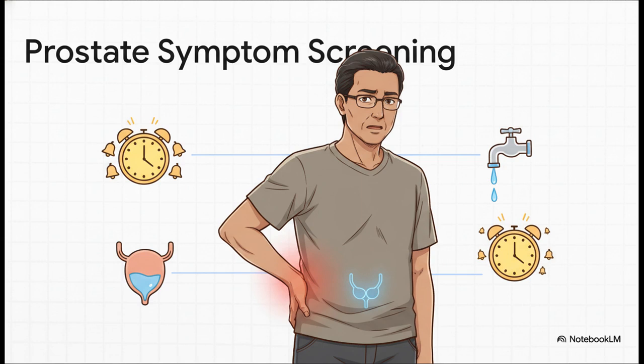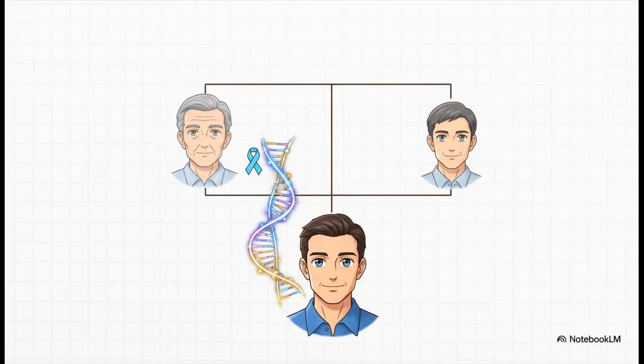We have to ask about urinary symptoms. Let's break them down. He's got storage symptoms, frequency, urgency, getting up at night, and voiding symptoms, a weak stream and that feeling of not emptying properly. Connecting these lower urinary tract symptoms, or LUTS, with those big red flags, that is the absolute key to cracking the station.